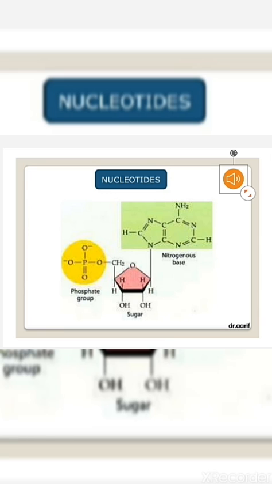In this figure, one nucleotide unit is presented. There is a linkage between phosphate group, sugar, and nitrogenous base. In sugar, the phosphate linkage will always be formed at the 5 and 3 carbon. For the 5 carbon, the combination will always be at the same carbon of the pentose sugar.